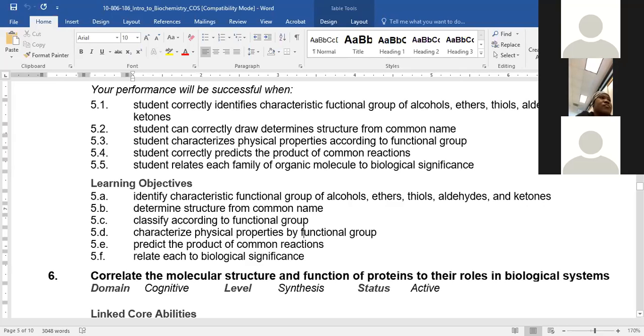Then you can take those learning objectives and go back. If these very specific learning objectives are the ones for the unit, you can go back to your textbook and use it as an additional source of information. So what do I mean by that exactly? You have your lecture notes, you have your homework, and if there's something that's not clear, like, I don't understand how you get the structure from the common name, you can go back to that part in your textbook, look it up, and add more information to what you're getting in lecture.